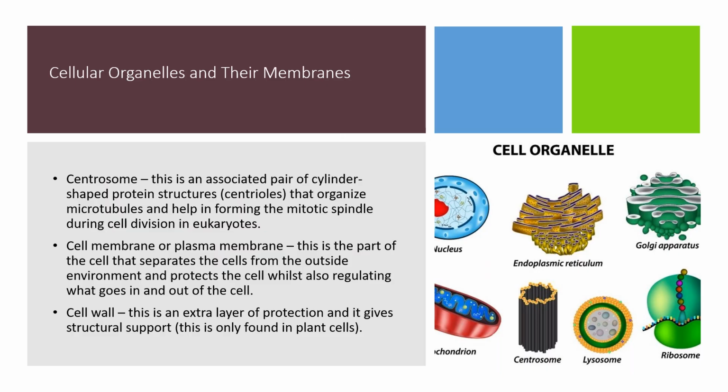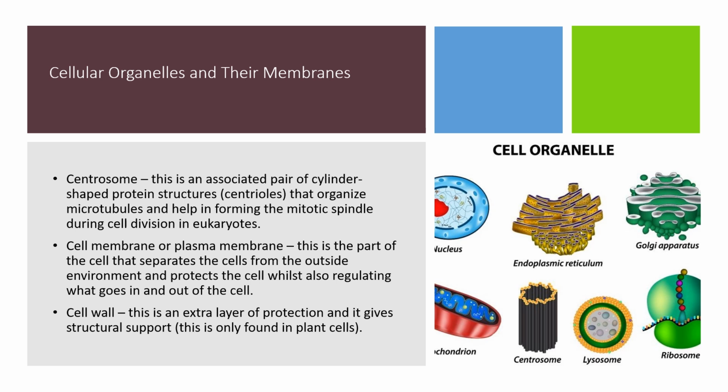Now let's look at cellular organelles and their membranes. The centrosome is an associated pair of cylinder-shaped protein structures called centrioles that organize microtubules and help in forming the mitotic spindle during cell division in eukaryotes. Cell membrane or plasma membrane is the part of the cell that separates the cells from the outside environment and protects the cell whilst regulating what goes in and out of the cell.